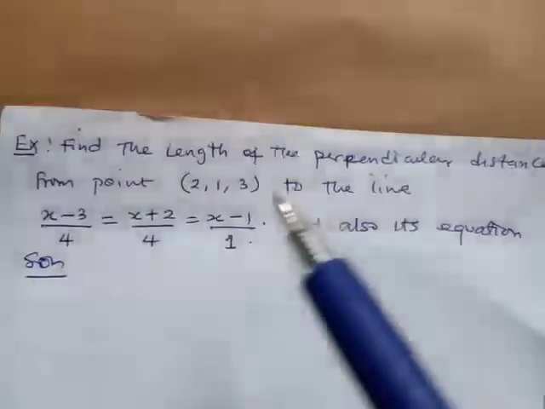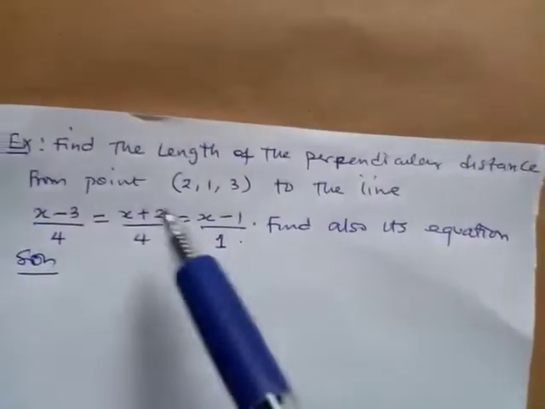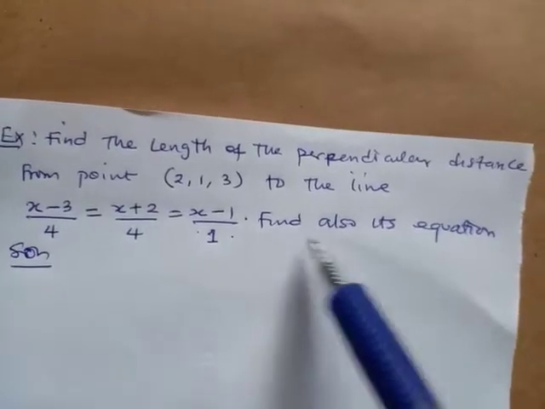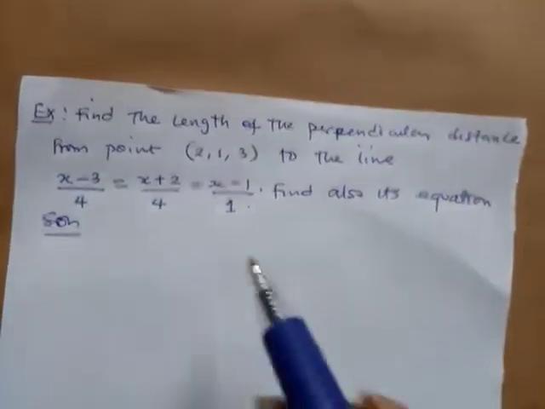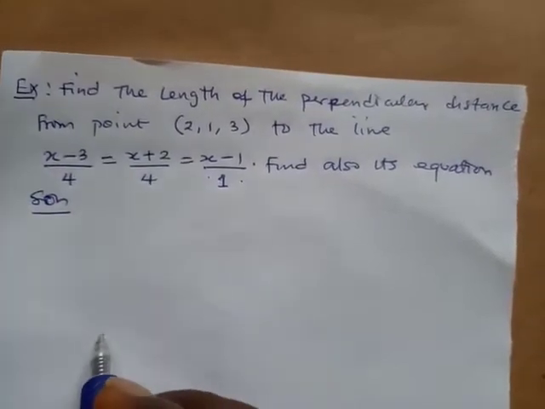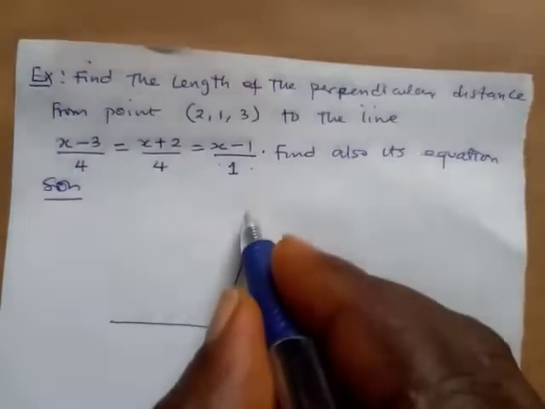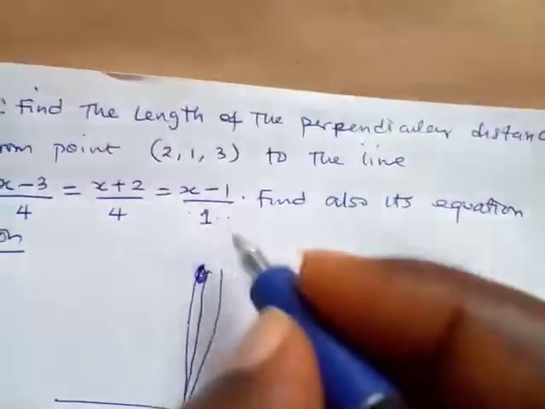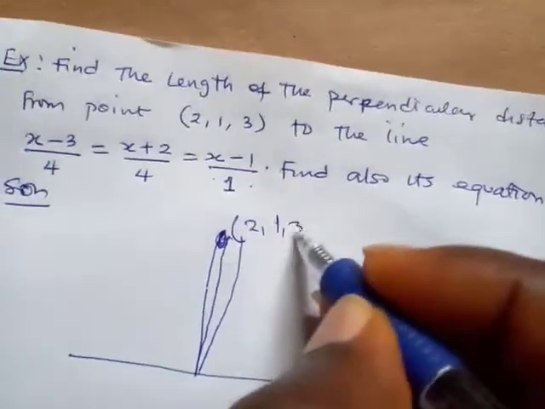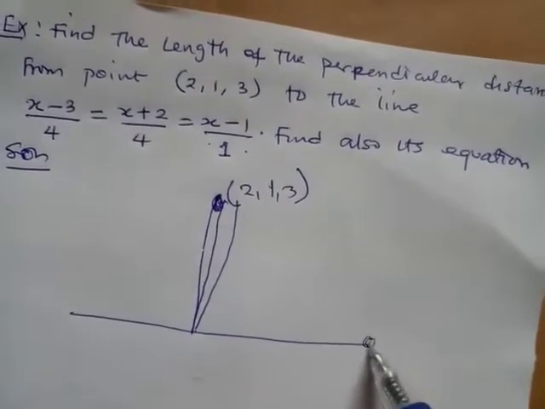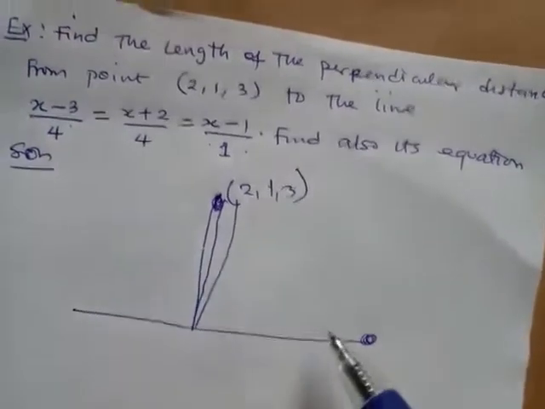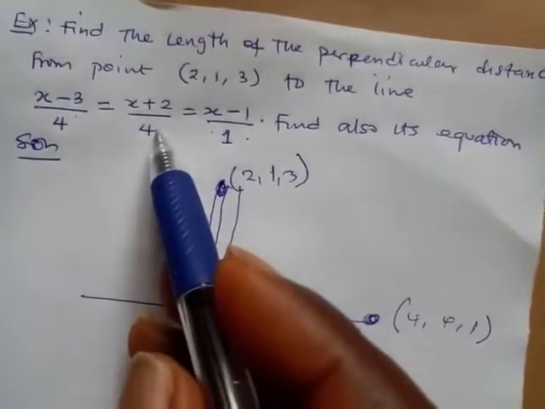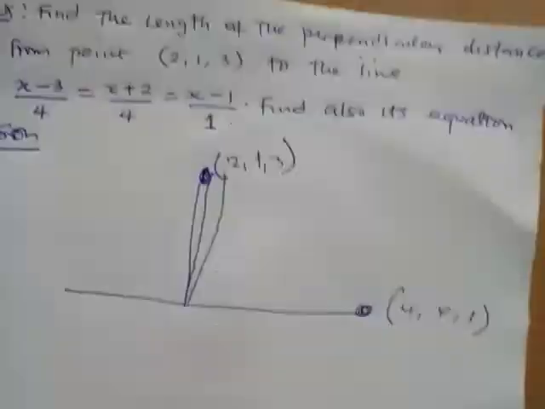So we have to find the length of the perpendicular distance from this point to this line, and also find its equation, that is equation of that line. If you want to do this, we need to draw the diagram so that we understand. Sorry, don't mind my drawing there. So we are looking for length of this line from point 2, 1, 3 to this line here. This is a line. I don't want to write it again, but this line has direction vector, or direction ratio, 4, 4, 1.